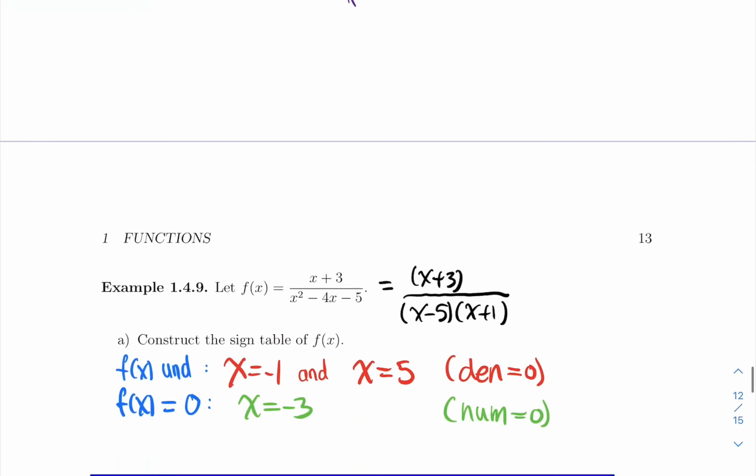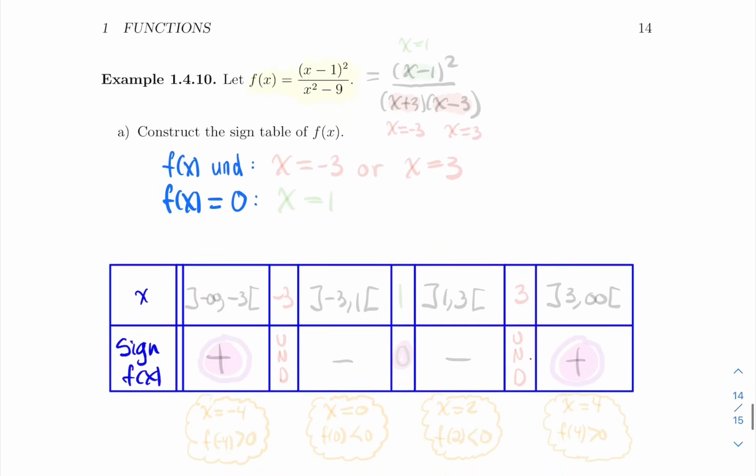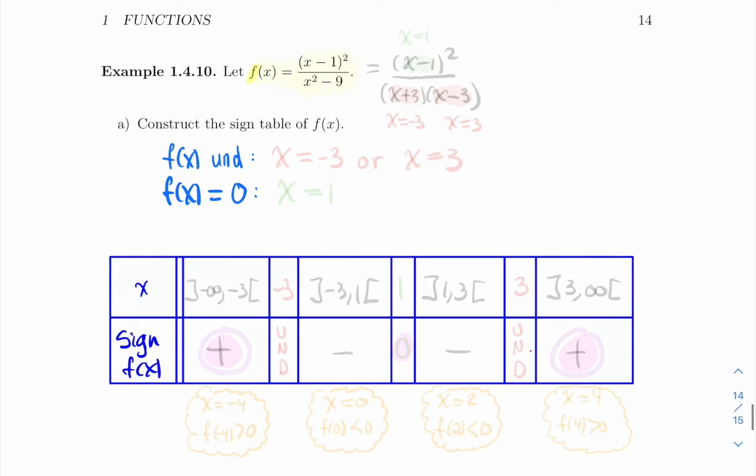All right, let's do another example. Let's go right away to the last example. We have f of x equal to (x minus 1) squared over x squared minus 9. Sometimes there are a few preliminaries before you do these things. (x minus 1) squared is already factored, but down there, x squared minus 9 is a difference of squares, so it's the same as (x plus 3)(x minus 3).